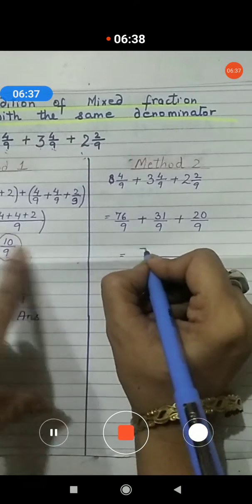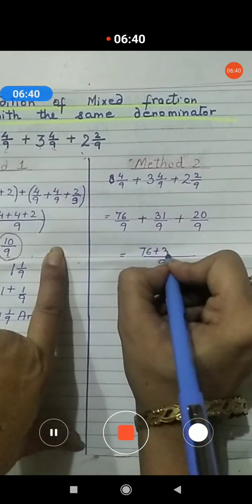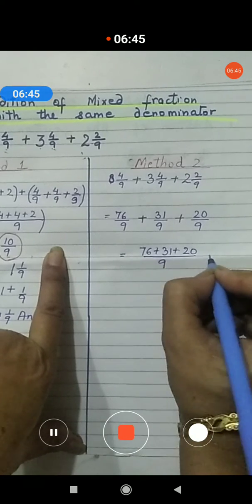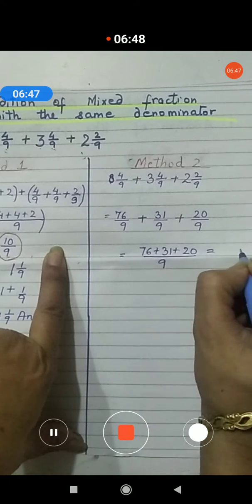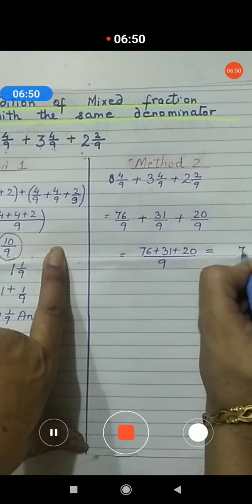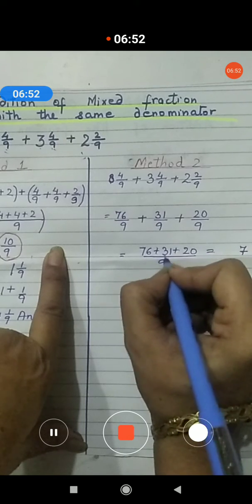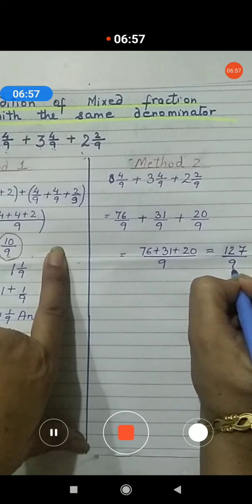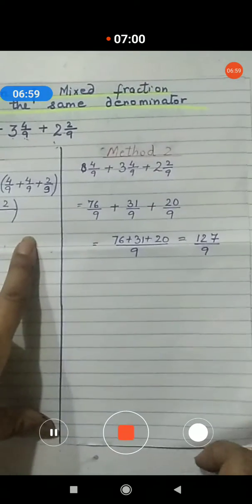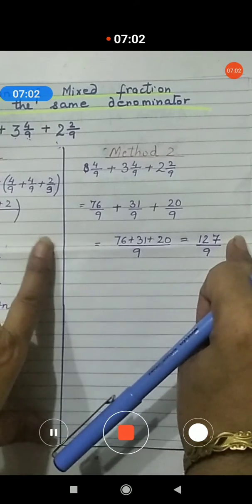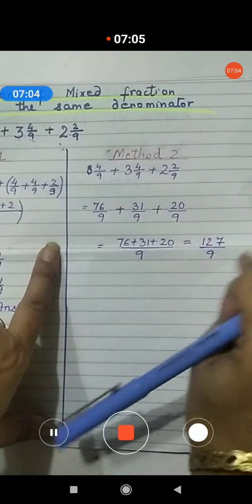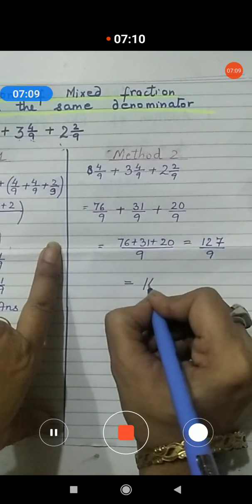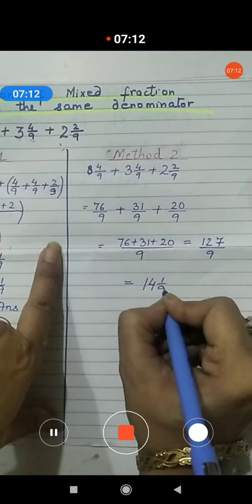Now as our denominators are equal, we will take that as common. So 76 plus 31 plus 20, which is 127 upon 9. Now beta, if you divide this and change it into a mixed fraction, the answer will be 14 1 upon 9.